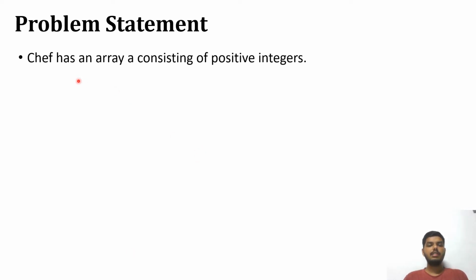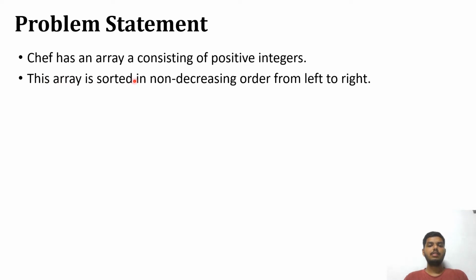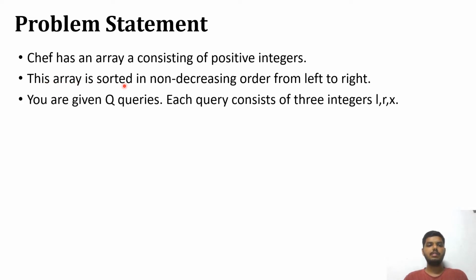The first line says that Chef has an array A consisting of positive integers. This array is sorted in non-decreasing order from left to right. Please do remember this line, because it is a very important line, which is trying to say that the given array is sorted in ascending order.